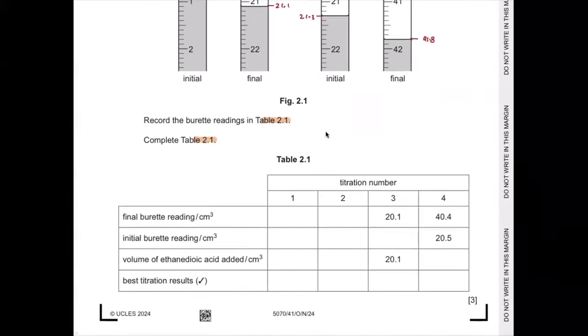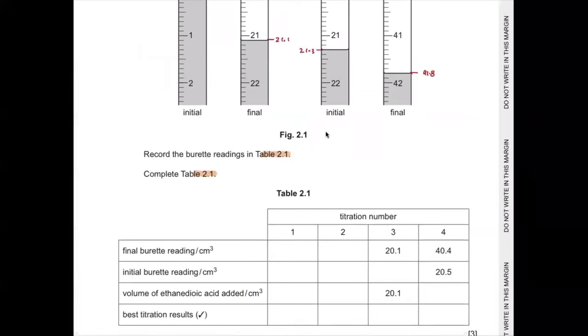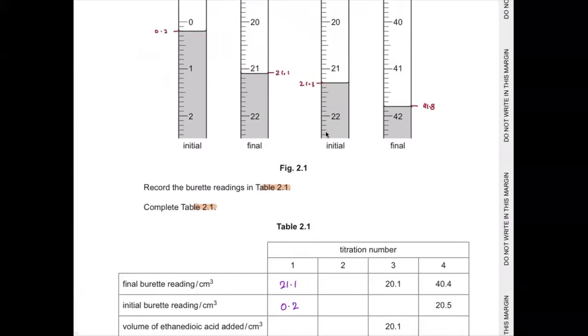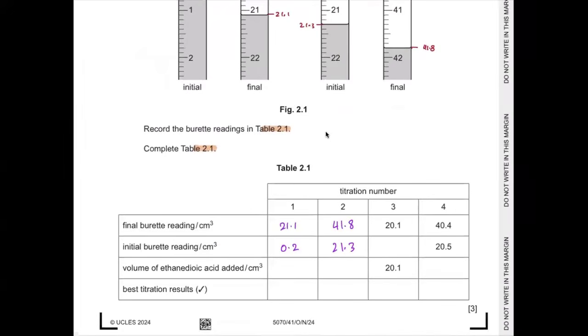So titration 1, final reading is 21.1. Initial reading is 0.2. Then in titration 2, final reading is 41.8. Initial reading is 21.3. Now, when we subtract it, we will get the volume of ethanedioic acid used. So in the first case, can anyone subtract it and tell me the answers, please? So is it 20.9?